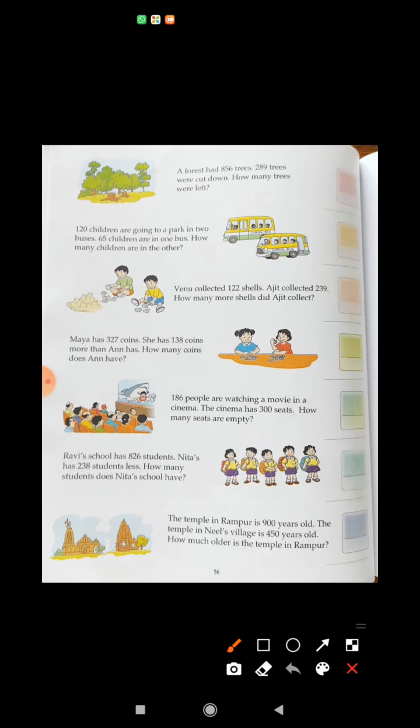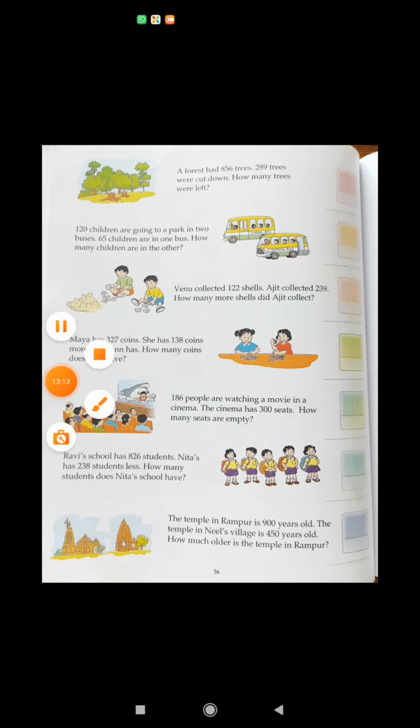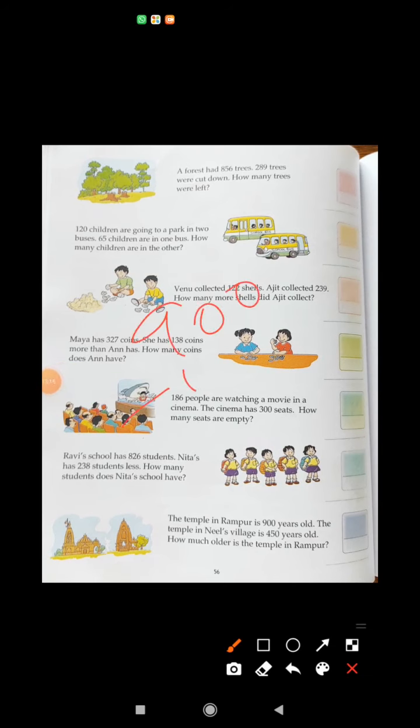Now next, the temple in Rampur is 900 years old and the temple in Neil's village is 450 years old. How much older is the temple in Rampur? So what will you do? Here you have to subtract 450 from 900. Like this, okay, you will get the answer 450.